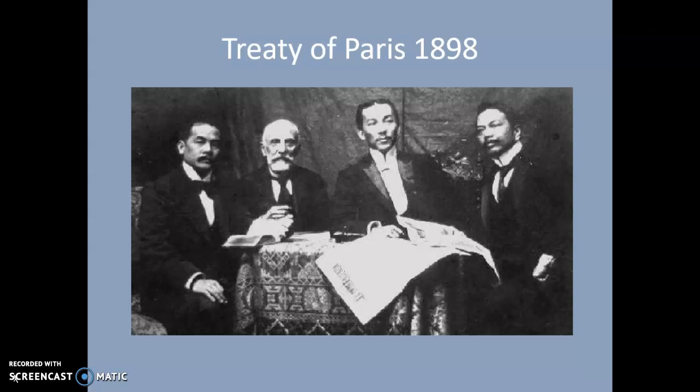Spain cedes, C-E-D-E-S, like cession. Okay, Spain cedes both Puerto Rico and Guam to the U.S., so those were given to us as wins of the war. And Spain will also sell the Philippines to the United States for $20 million. So we have very much shifted from a stance of isolationism to a stance of imperialism, and we will continue talking about this in the next screencast.